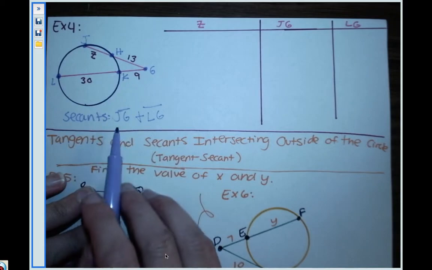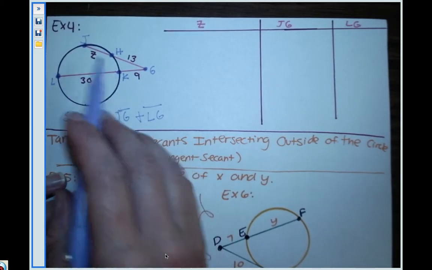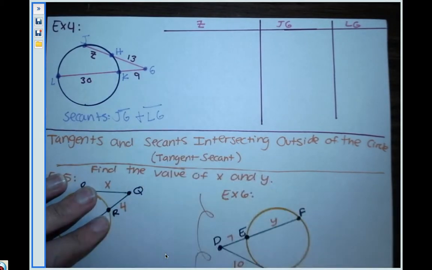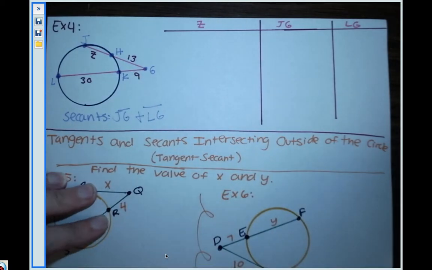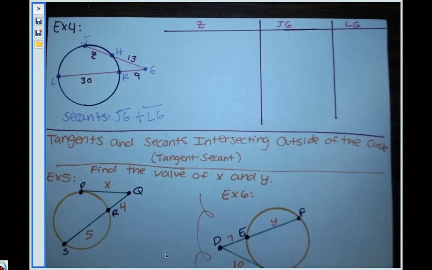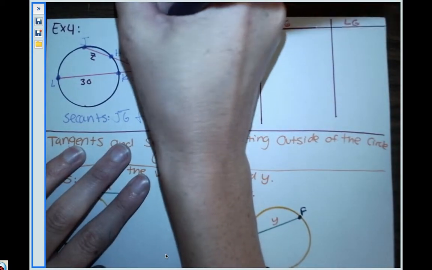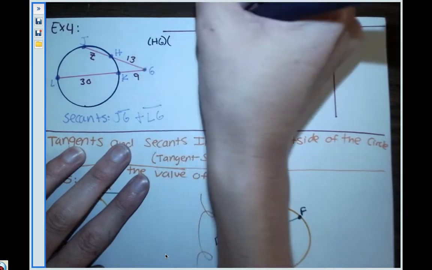So I'm going to start with JG. Which segment within JG is the outer segment? It is HG, Heavenly Hamburger, you guys. All right, let's get going. So we have HG. I'm going to start further over this time since I always seem to run out of space.